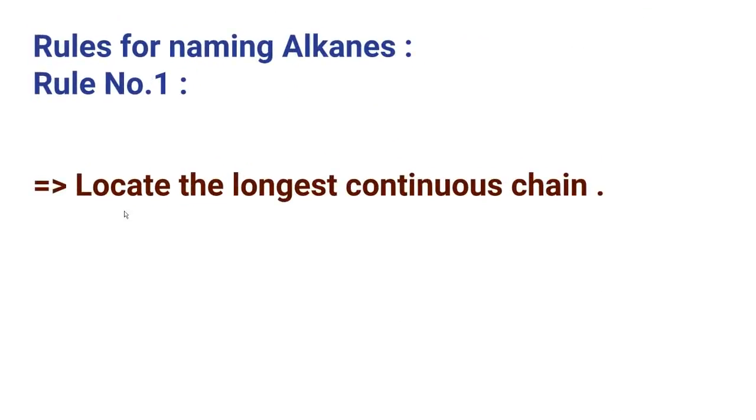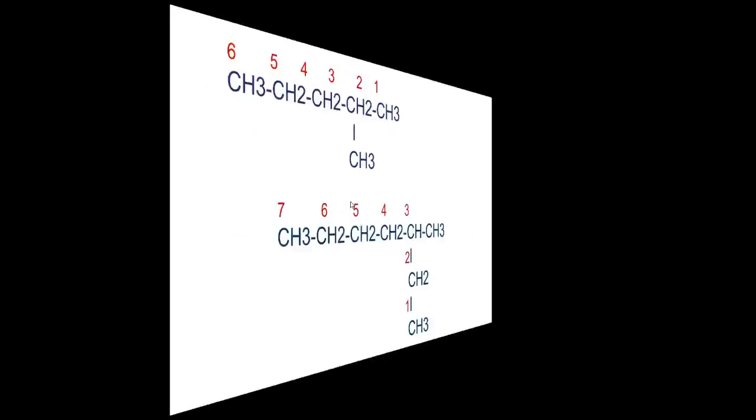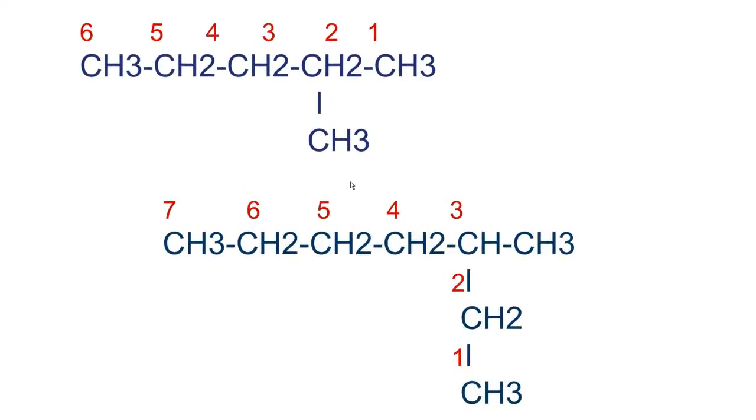Rule number 1 says you have to locate the longest continuous chain of carbon atoms, and this chain determines the parent name for the alkane. So you have to locate the longest continuous chain. Like for example, in this case, the longest continuous chain consists of 6 carbons. So the parent name is hexane.